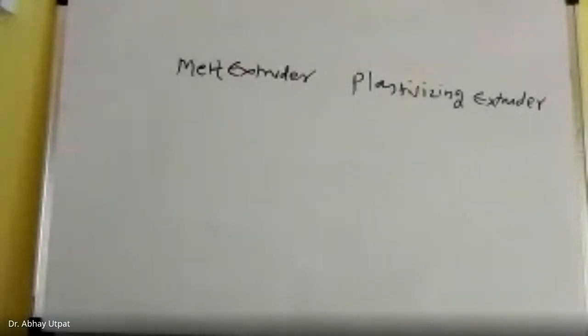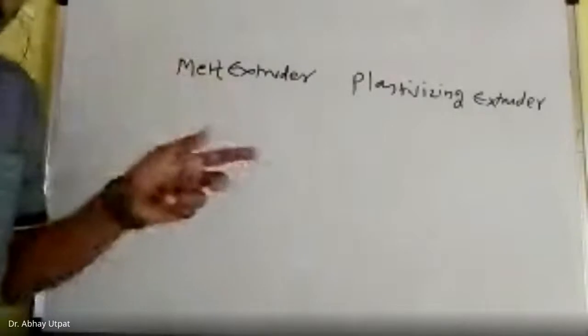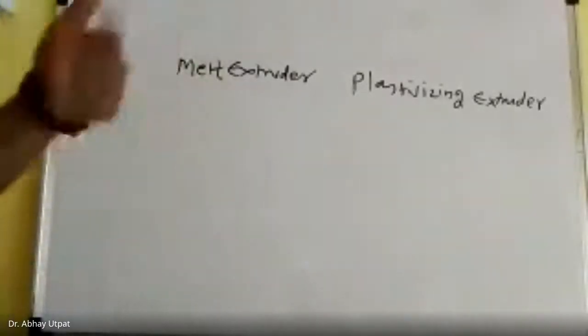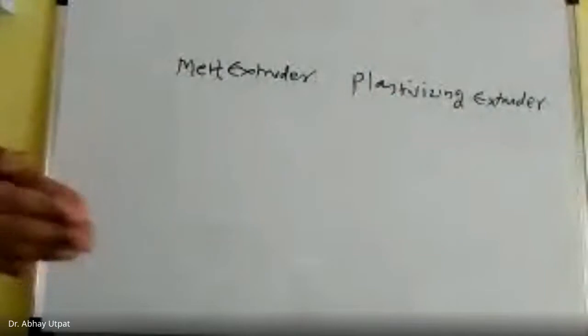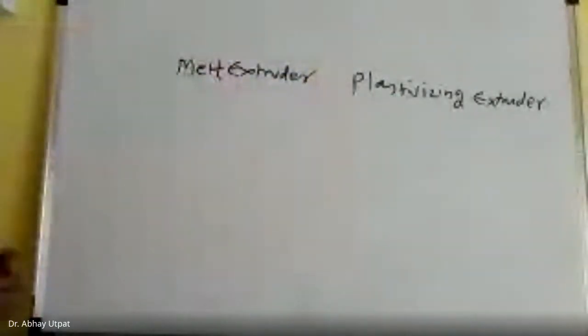And plasticizing extruder means what? The mechanism is in such a way that there is a screw-like arrangement, and that screw-like arrangement will cause friction between the inner wall of the cylinder, and then it will produce the plasticized product, and then it will let it come outside the mold. So I will draw the figure.